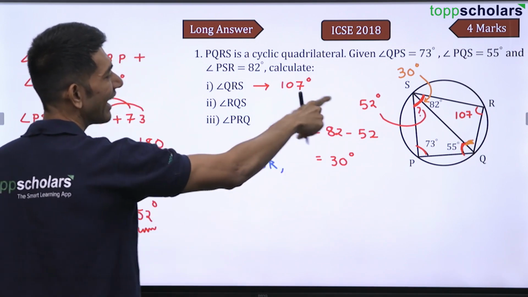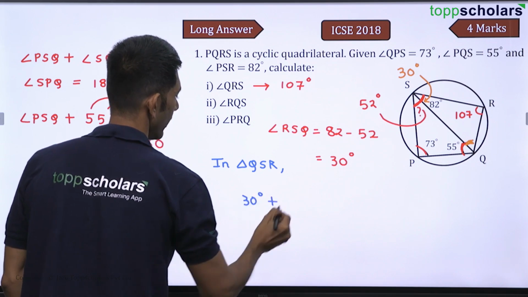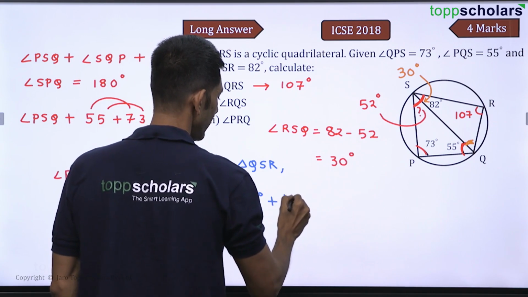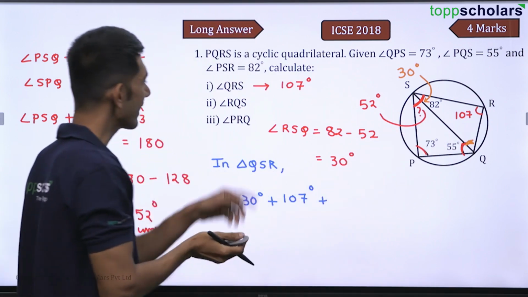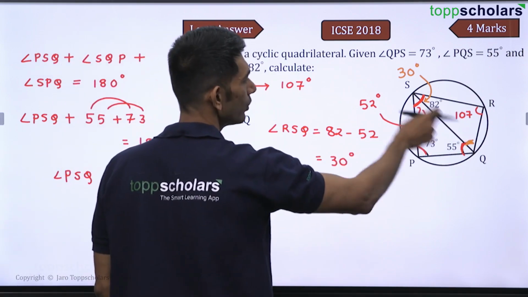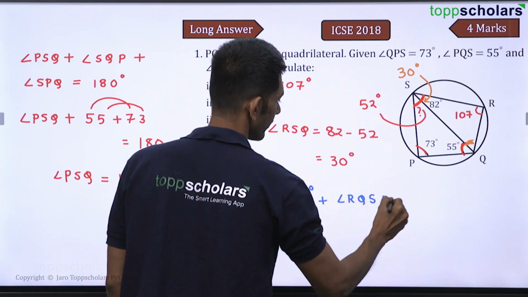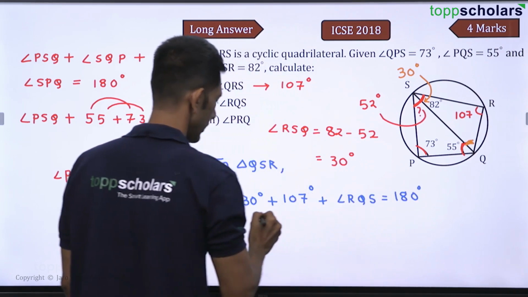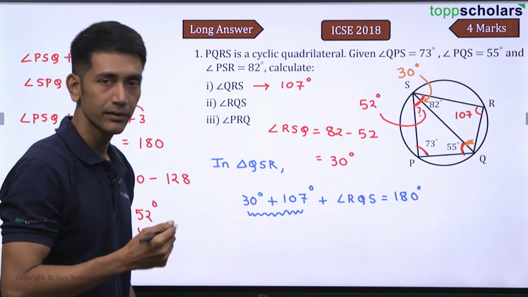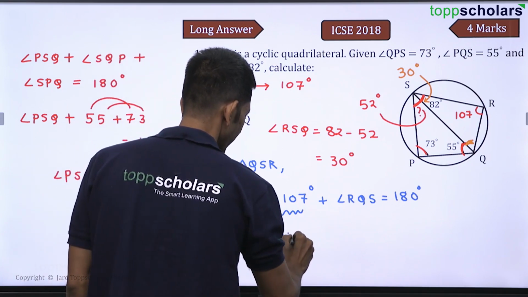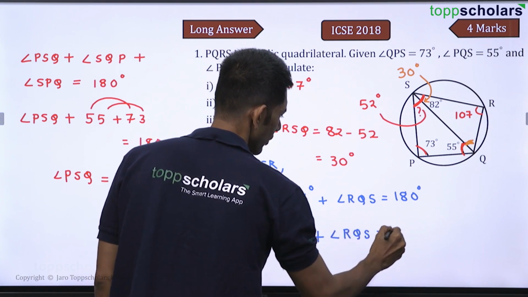again same thing, angle RSQ is 30 degrees. See the orange part, 30 degrees, plus the second angle is 107, plus the third angle is the required angle RQS, right? That is angle RQS is equal to 180. Now you can add this. So what is 107 plus 30? That is 137. So can I say 137 plus RQS is equal to 180.